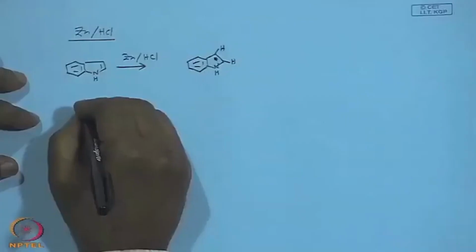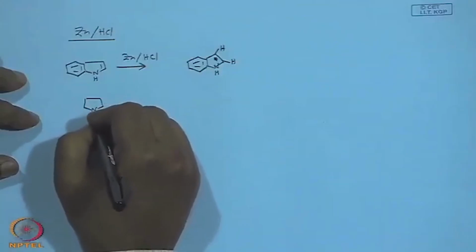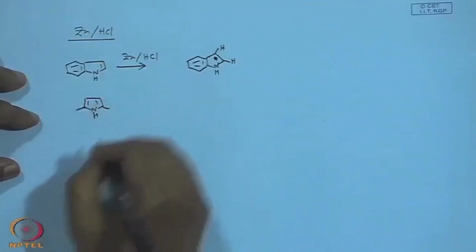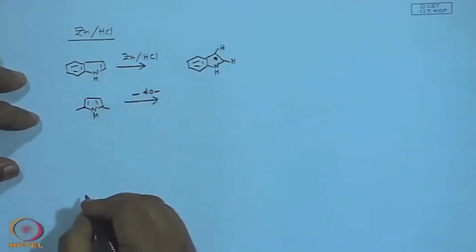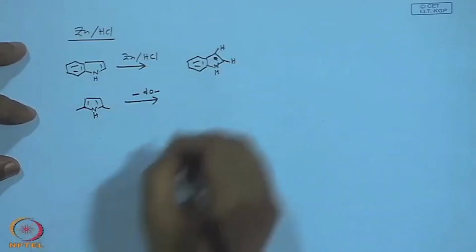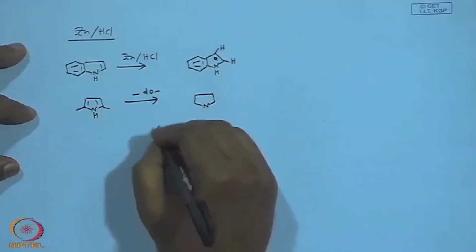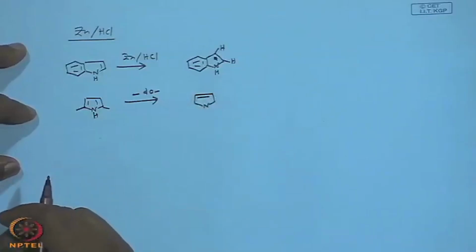This is also true if you have an isolated case. For example, if you have an isolated case like dimethylpyrrole, you do this same reaction, and in this case of course the chances are many, but the one that is produced, by the way, is a partially hydrogenated one. It is a 3-pyrroline that is produced.